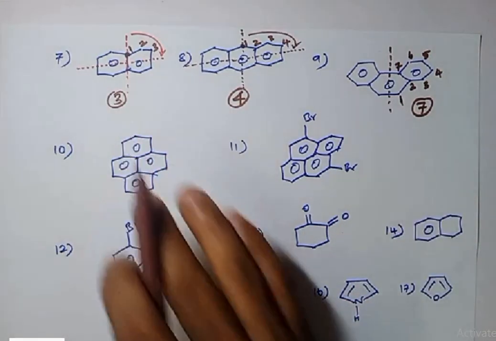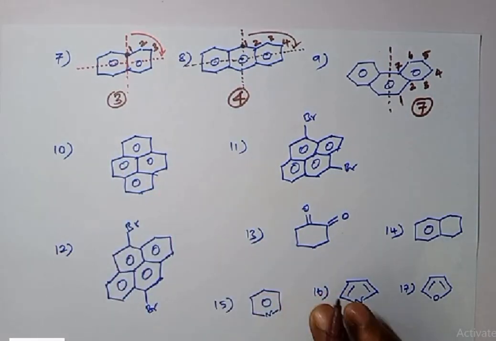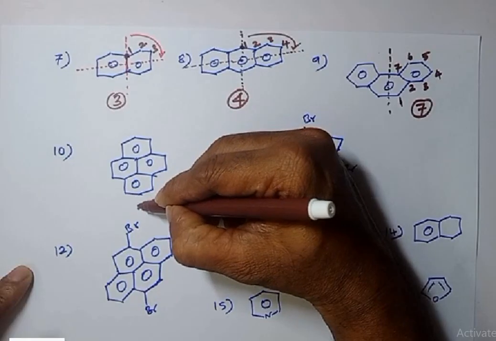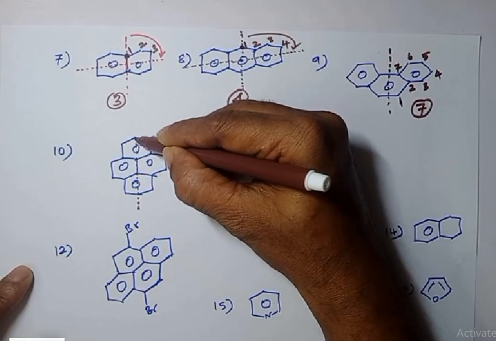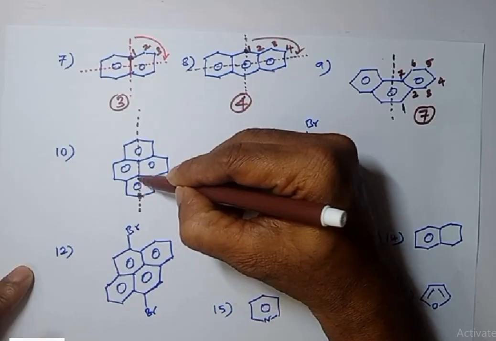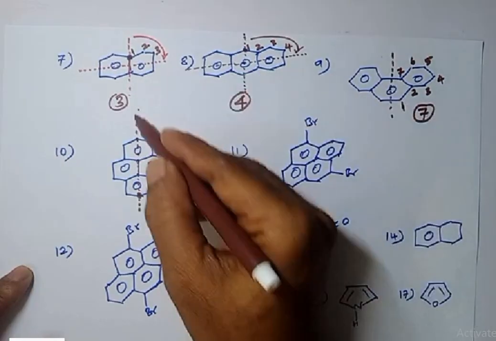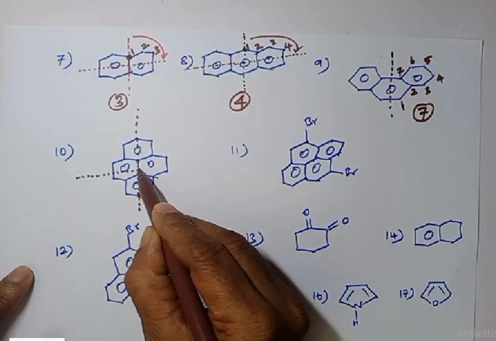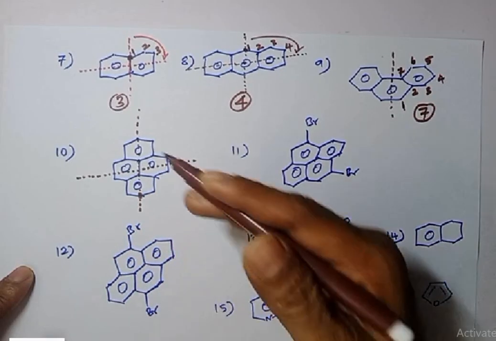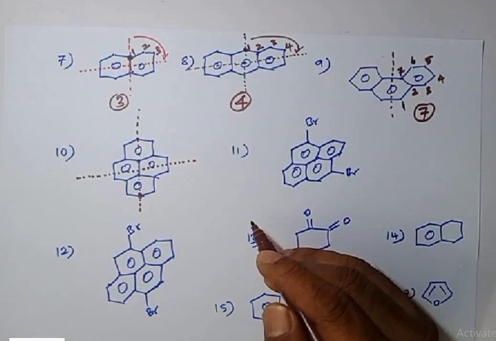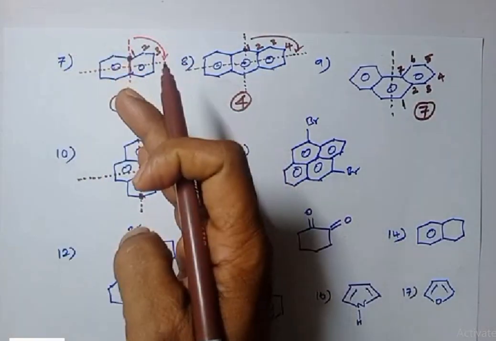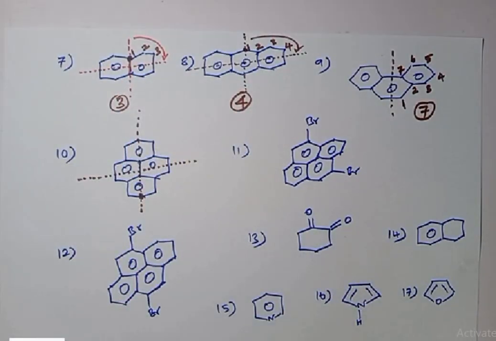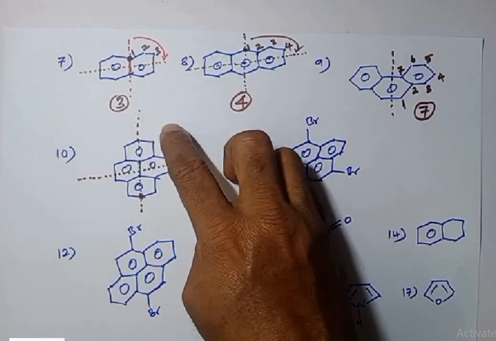Okay, similarly, we can find out for pyrene. This compound is called pyrene. Now we can keep a plane passing through the middle carbon atoms. This carbon and the middle 2 carbons and this carbon, we can keep a plane here, and I can have one more plane. I can place it like this. Now, these 2 planes cut the molecule into 4 equal parts.